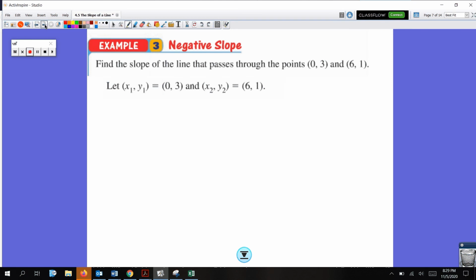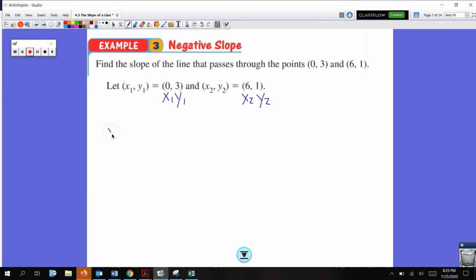So now we're going to talk about negative slopes. So first off, here are my ordered pairs, (0, 3) and (6, 2). We're going to let x1, y1 be (0, 3). And we're going to let x2, y2 be (6, 1).